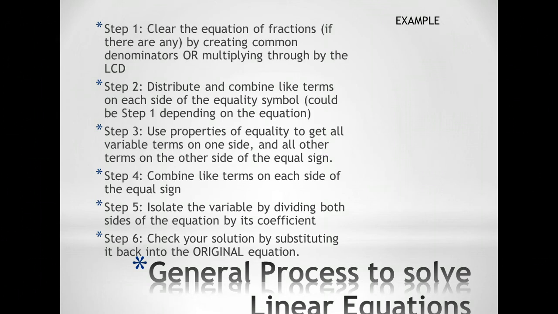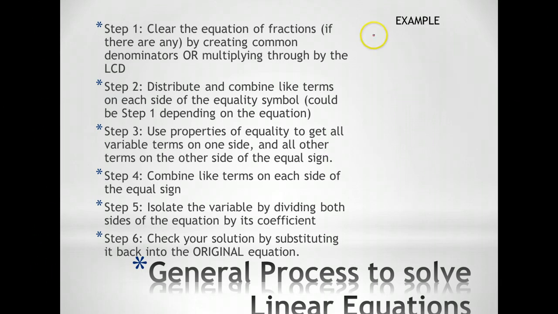Combine like terms on each side of the equal sign. Get the variable all by itself with just a coefficient if there is one, and then finally to divide through by the coefficient of the variable. When you're all done, there is step 6, which is to go back and check your work. A lot of people skip this step, and it's pretty critical to go ahead and do it.